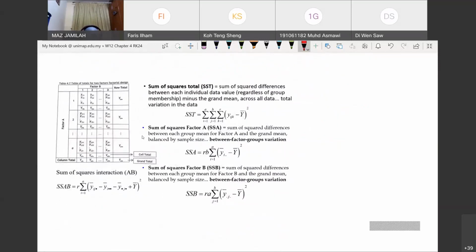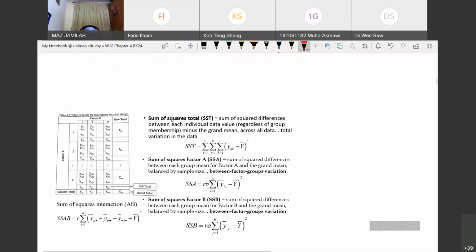Now next, what else you should know is the way we find our sum of squares, since our ANOVA table will involve the sum of square total, sum of square for factor A, sum of square for factor B, sum of square of the interaction, and sum of square of the error. So there are ways to find each individual sum of square. I'm not going to discuss this further, but if you wish to calculate the value of each of these sums of square, you can use this particular formula.